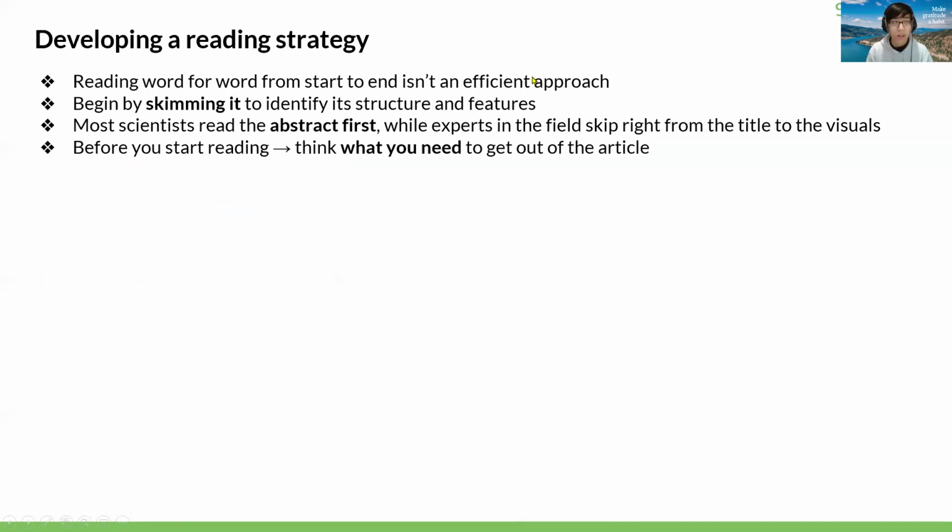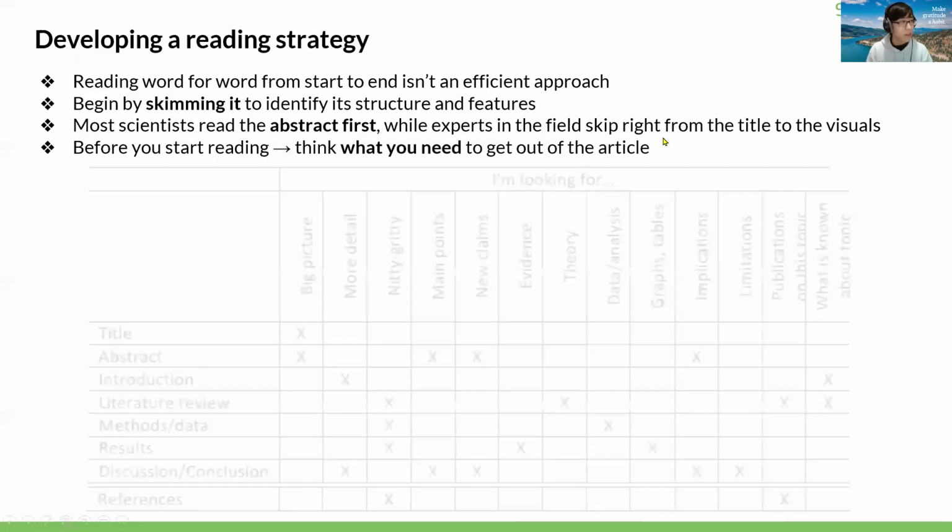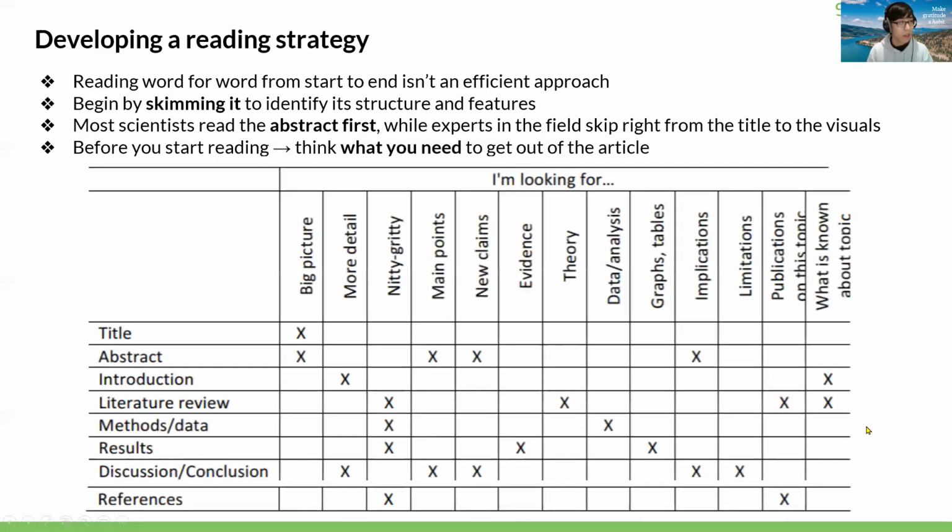That is not efficient at all. Most people actually skim it, and they don't skim everything. They actually skim specific sections of the article. So they usually go, actually, I'm just going to click next. There's a table here that's actually really helpful. In general, people will skip right from the title to the visuals. So like the figures and the pictures and the graphs.